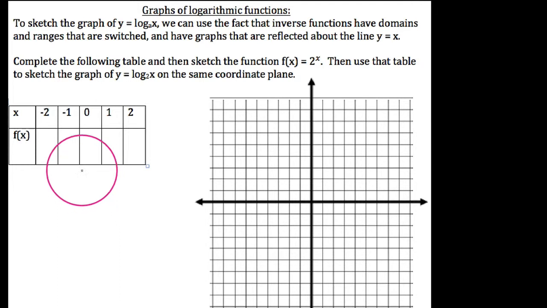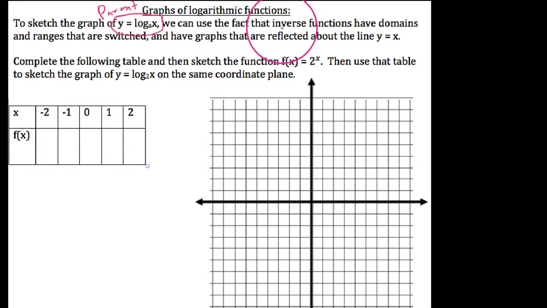But in order to do this, we're going to start by considering this. We're going to sketch the graph of y equals log base a of x, in general, any log base a of x. We'll say this is our parent function, okay? What we're going to do is use the fact that it is the inverse of the graph of y equals a to the x, okay?